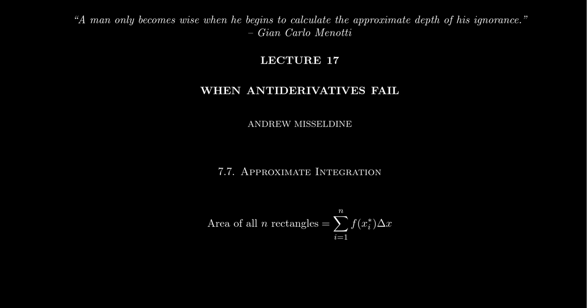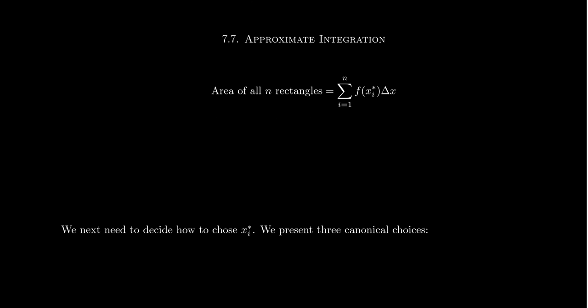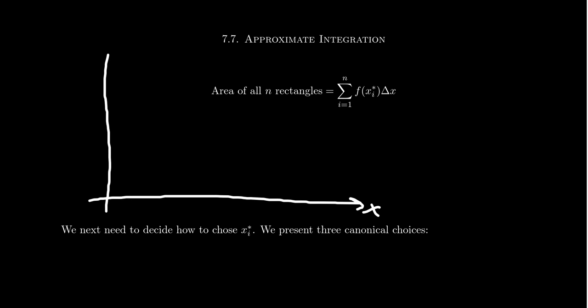So in order to talk about how we're going to approximate integrals, we want to return to the definition of the definite integral. The idea is the following. Take our x-axis and our y-axis, like so, and we have some function f. We'll say it's a continuous function. We get something like this, and we're interested in finding the area under the curve between two points, a and b.